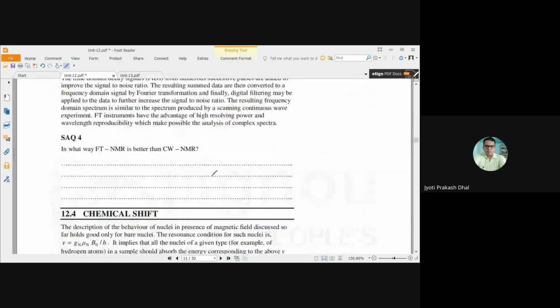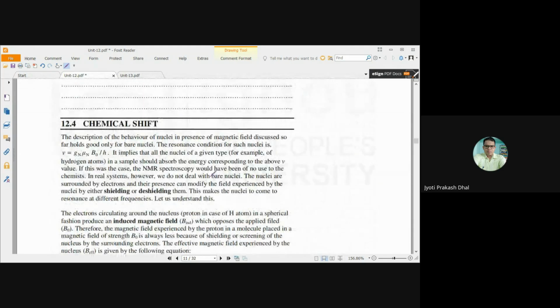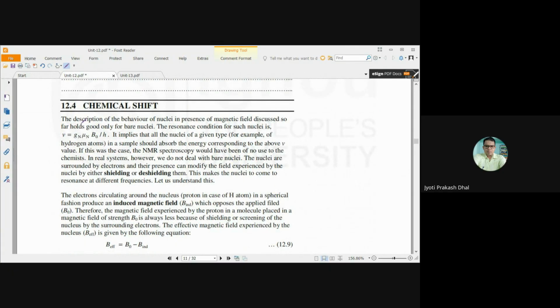So now we'll discuss chemical shift. That is a very important factor in describing the behavior of nuclei in the presence of a magnetic field discussed so far.